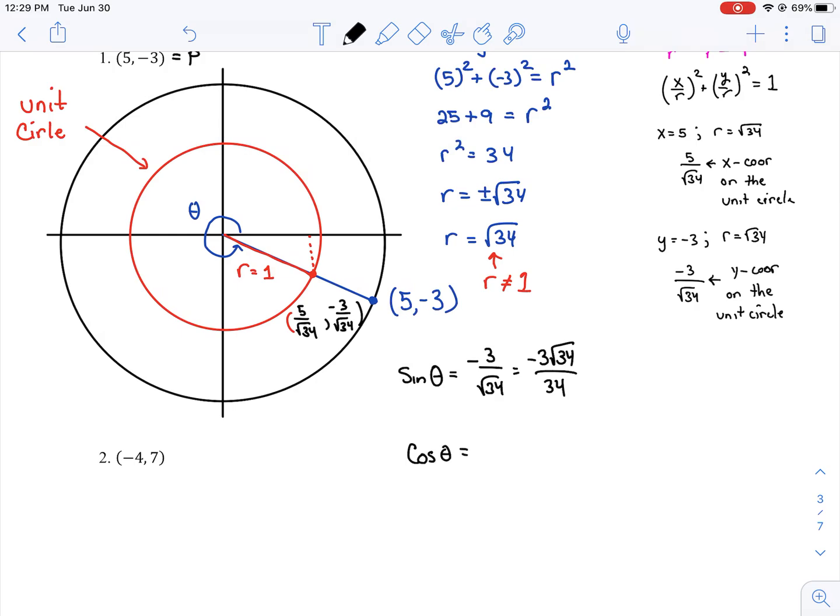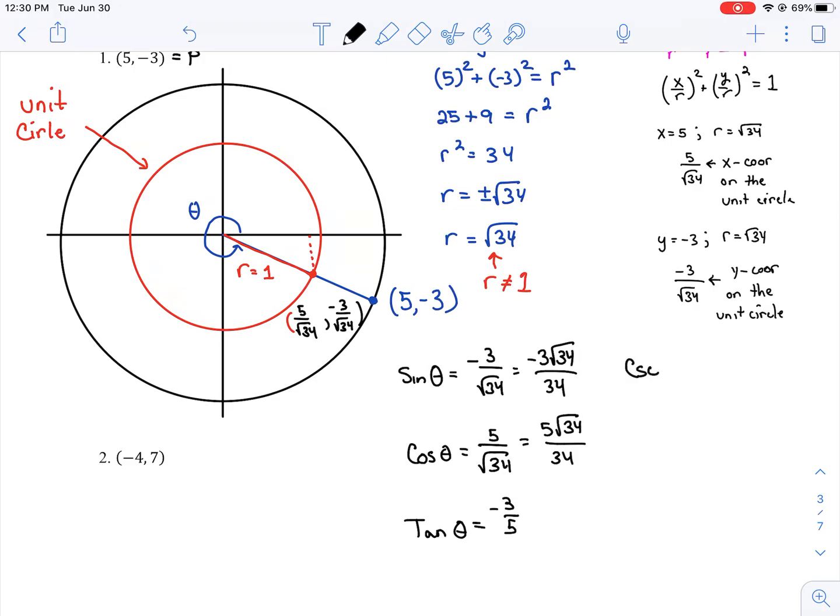Cosine of theta is the x-coordinate. So that will be 5 divided by the square root of 34, which is equal to 5 times the square root of 34 divided by 34. Tangent of theta will equal the y-coordinate divided by the x-coordinate. And since the denominators will always be the same, all we need to do is divide the numerator of the y-coordinate by the numerator of the x-coordinate. So that'll be negative 3/5.